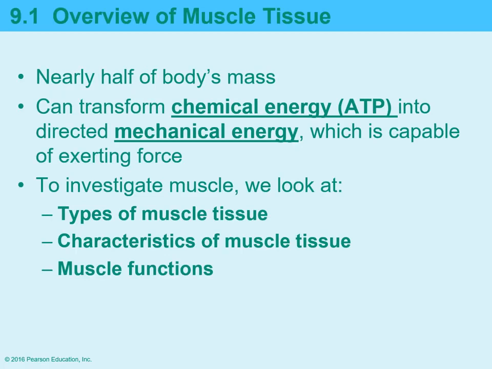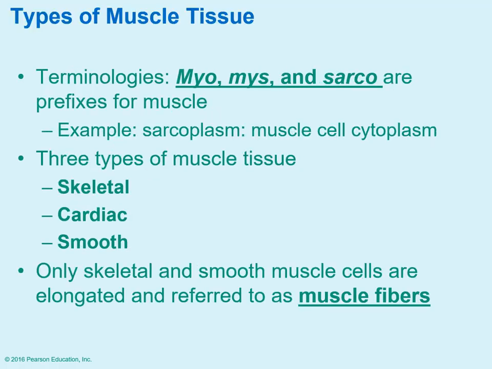Now, nearly over half the mass of the body is actually due to the muscle. What do the muscles do? Well, they take chemical energy in the form of ATP and they can basically transfer it to mechanical energy, allowing those muscles to contract and having force and causing movement. When we look at the muscles, we're going to look at different muscle tissue types. We're going to look at some of the characteristics of the muscle and then the function, of course.